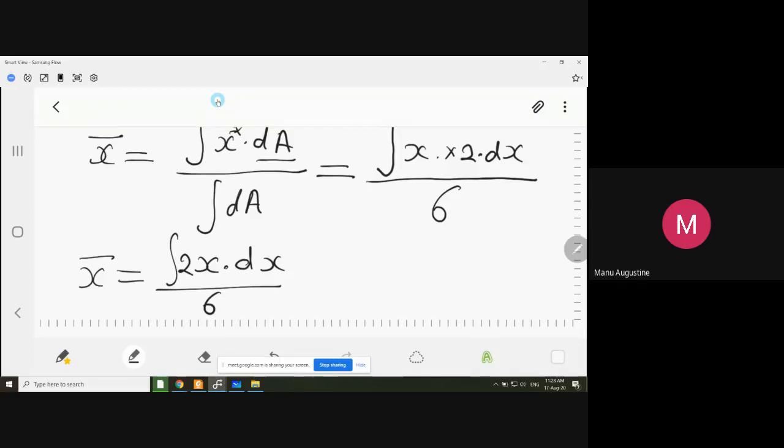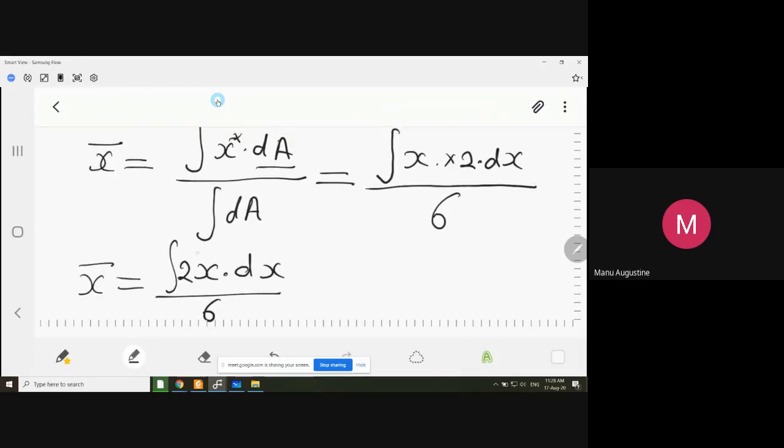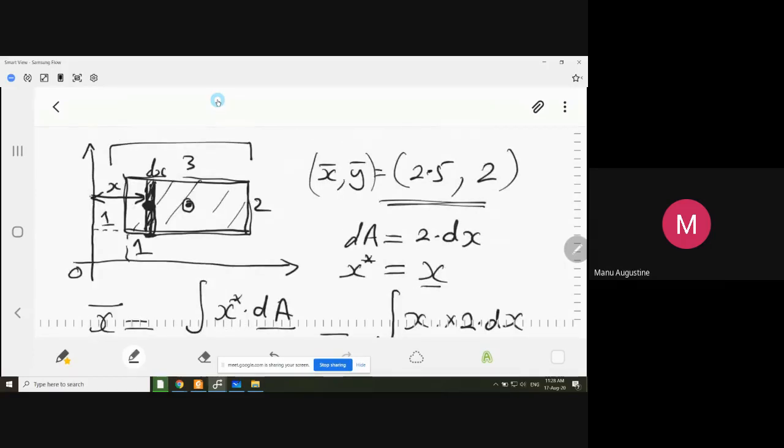Now the thing is, what is the limit of this integration? See, I will be putting strip. Sir, 1 to 3. 1 to 3, no, wrong. What is the x coordinate of this rectangle at this point? Sir, 1 to 4. Yes, this is 4.